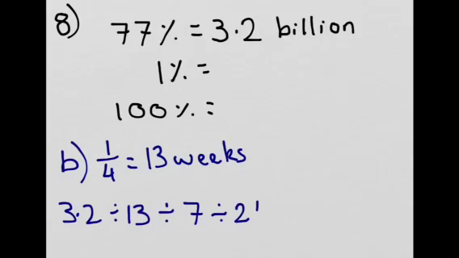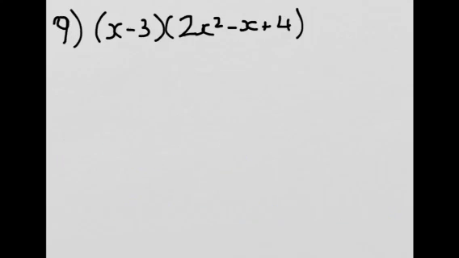Divide it by 24. That'll tell you how much they've made an hour. Divide it by 60. That'll tell you how much they've made a minute. And then again, we'll have to divide by 60. And that'll tell you how much they've made every second. So it's 3.2 billion divided by 13, then 7, then 24, then 60, and then 60 again. And that'll give you how much they've made each second.